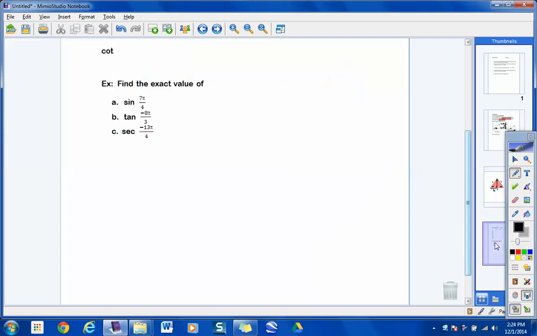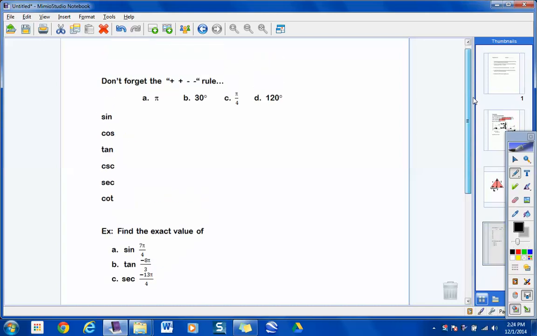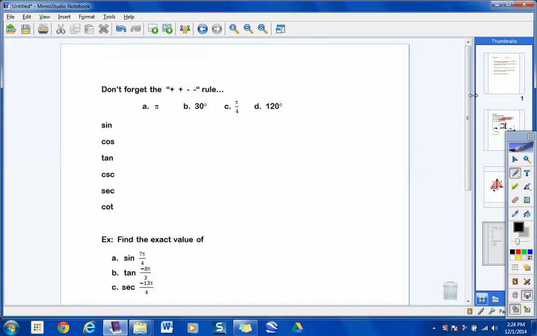Notes kind of talk about, don't forget the plus, plus, minus, minus rule. Like what's positive where, what's negative where. I don't really get too concerned about that because honestly, you know how to do coterminal stuff, and I think we should be good on this, but what I really would like to do is fill in this chart right here and see if we can't figure some stuff out.